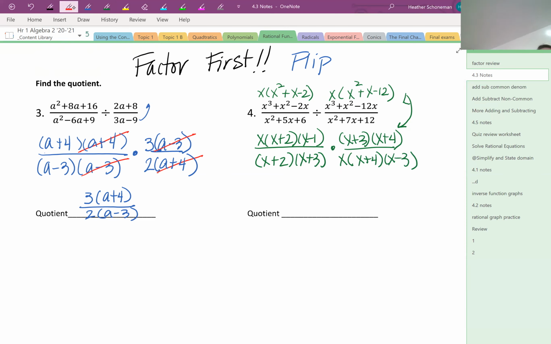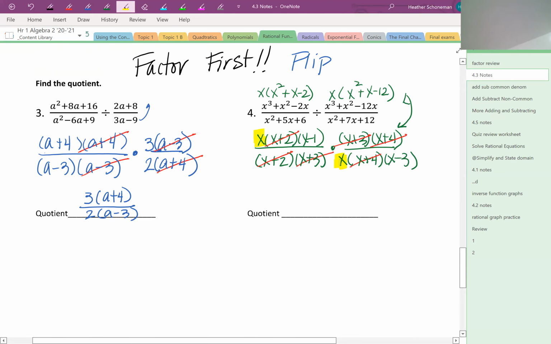So I can only cancel 1 for 1. So I have an x plus 2, it'll cancel. X plus 3, it'll cancel. X plus 4, it'll cancel. But notice these are not a group. These are individuals. They're not a group because they don't have pluses and minuses.